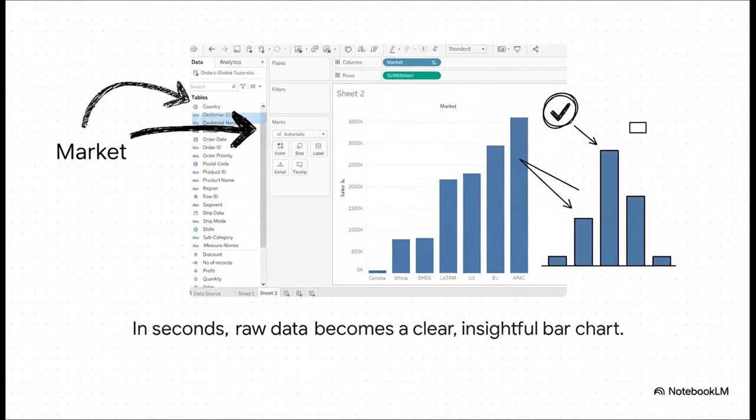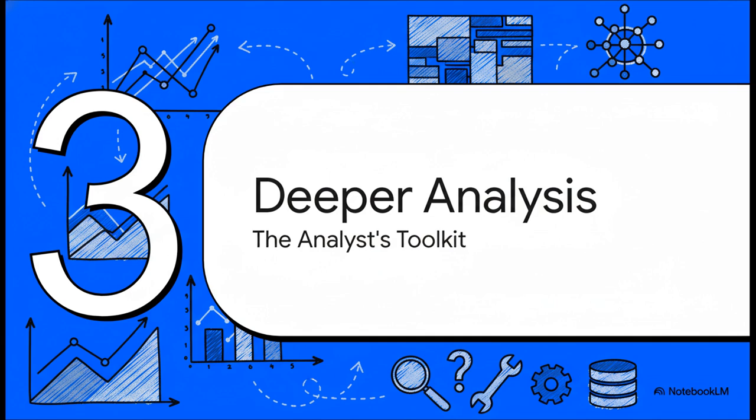And boom, this is a perfect example of what I'm talking about. See those data fields on the left, like market and sales? You just drag market to columns and sales to rows, and instantly, in seconds, that messy table of numbers becomes this beautiful, clear bar chart. It's really that simple. But look, making simple charts is just scratching the surface.